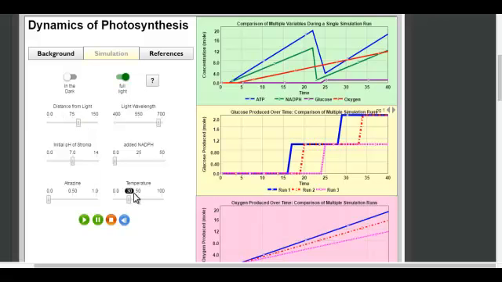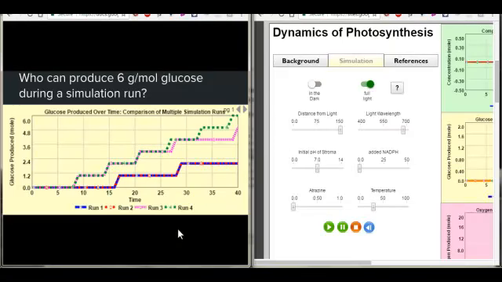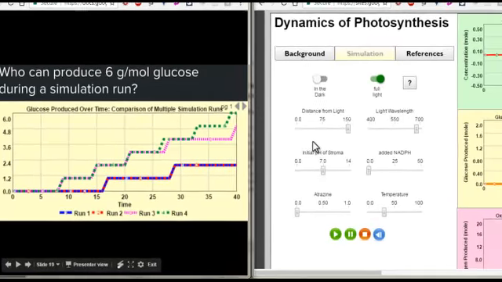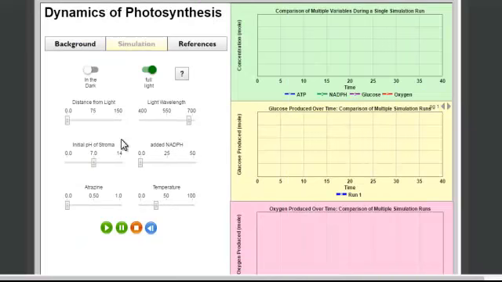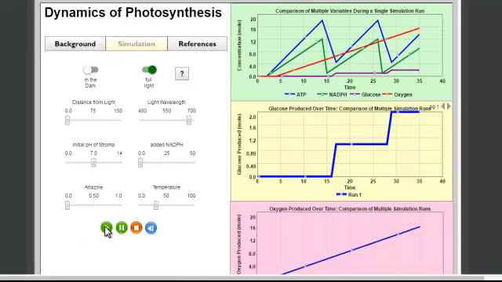I try to make them robust enough so that there are lots of different ways you could use the model. One way is you could gamify it. So you could say, who can produce 6 grams per mole of glucose during a simulation run? Students will start playing around with different variables and running those variables to see who can make 6 grams per mole of glucose. In order to do that, you have to know a little bit about photosynthesis.